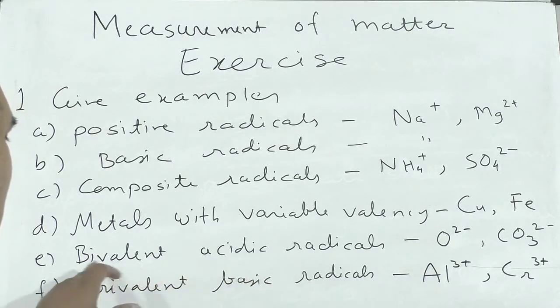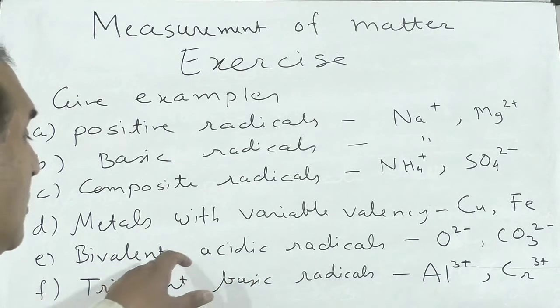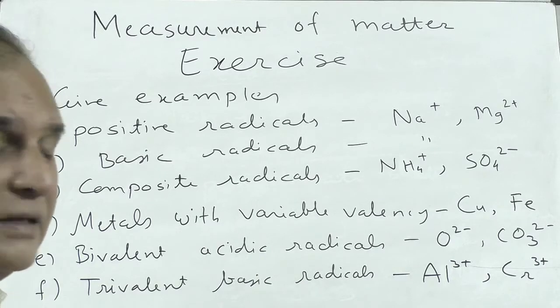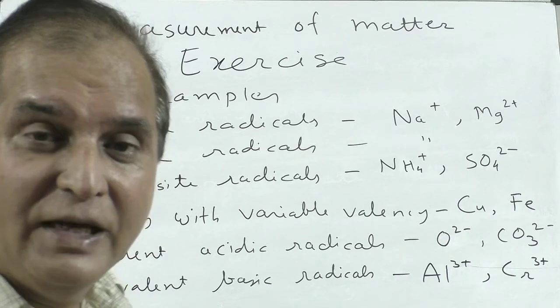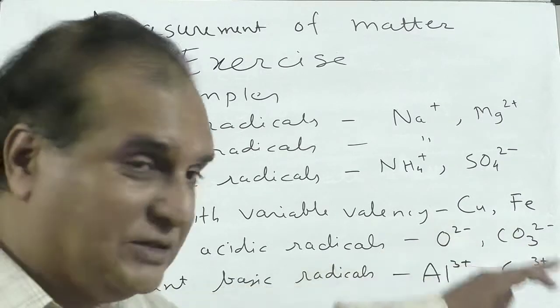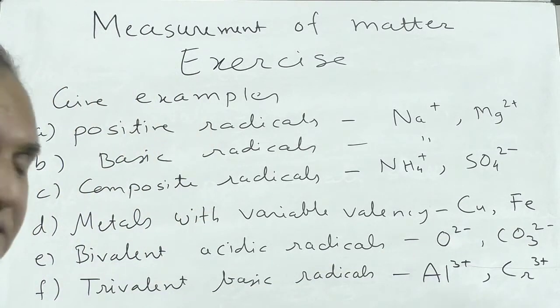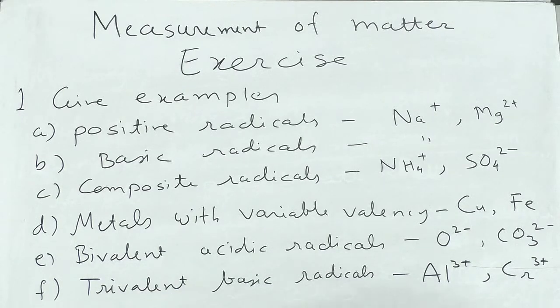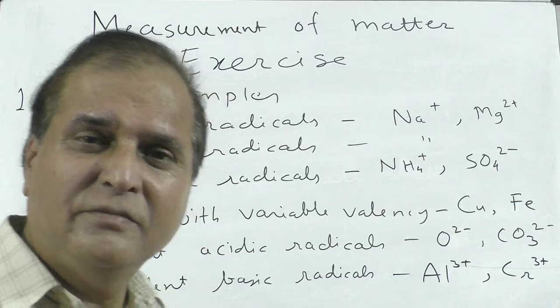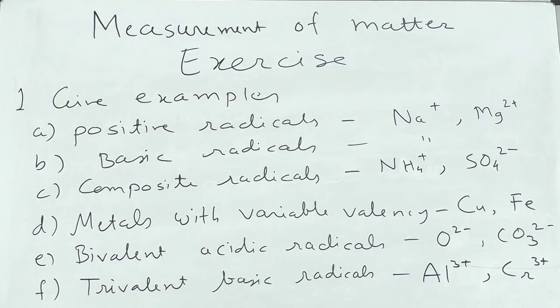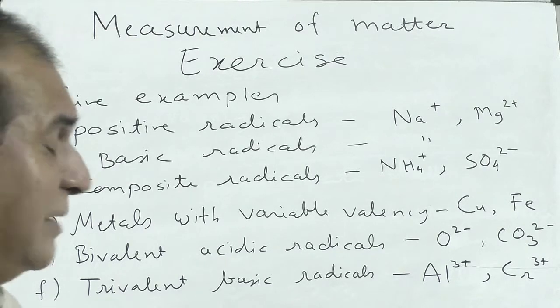Bivalent acidic radical. What is meant by bivalent is valency 2. Acidic means negative radicals. O2 minus, CO3 2 minus. Valency 2. 2 minus, 2 minus. Trivalent basic radicals means positive radicals with valency 3 plus. Find out Al 3 plus, Cr 3 plus. Understood? Just from the table you can write down. You can write many examples also.